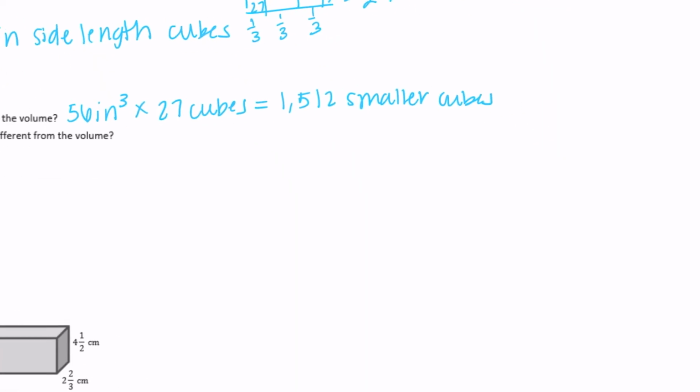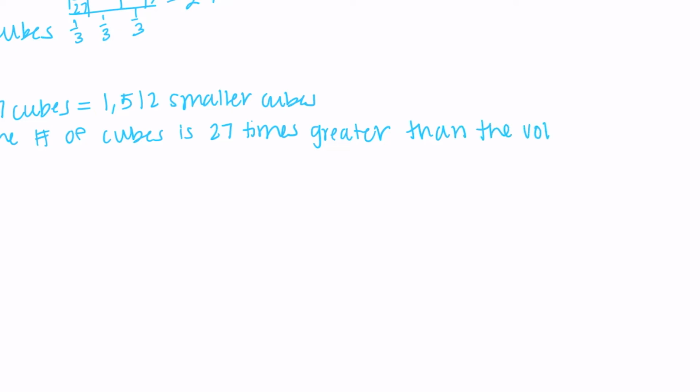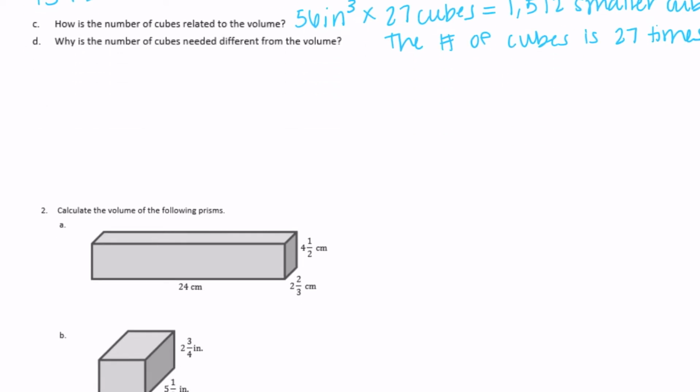which we could say that the number of cubes is 27 times greater than the volume. Why is the number of cubes needed different from the volume? Well, the number of cubes needed is different because they're much smaller.